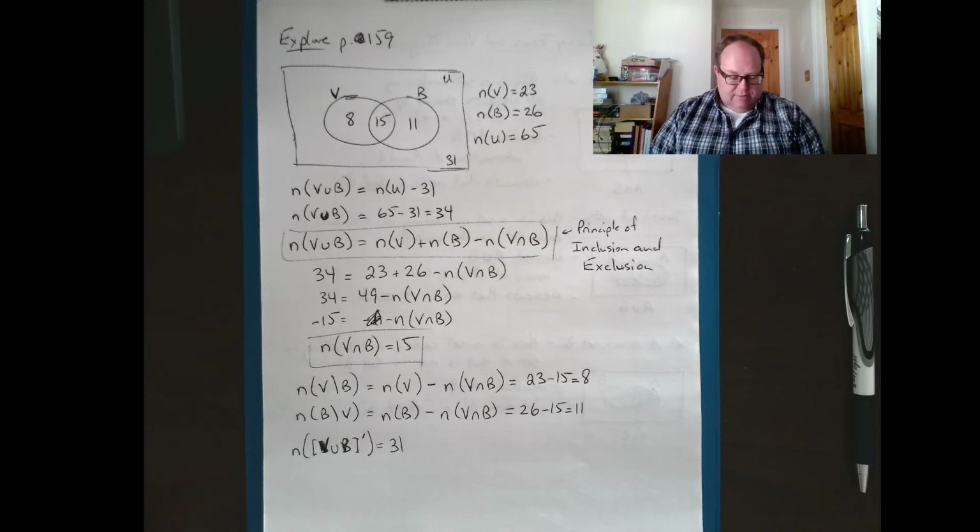And then I can kind of step through some of the questions here. The big question on the exploration was, how can you use this Venn diagram to determine the number of students who play volleyball only, 8, basketball only, 11, and play both, 15.